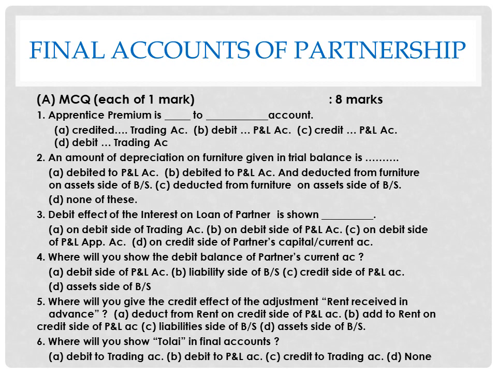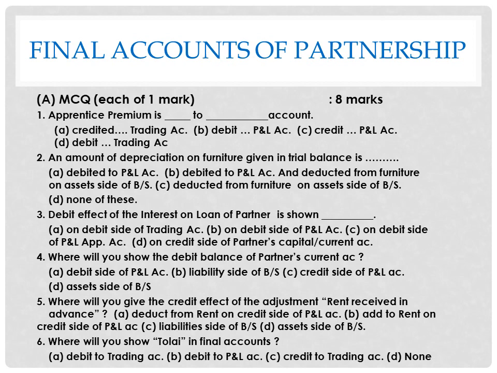First question, apprentice premium is dash to dash account. A credited to trading account, B debit to profit and loss account, C credit to profit and loss account, D debit to trading account.